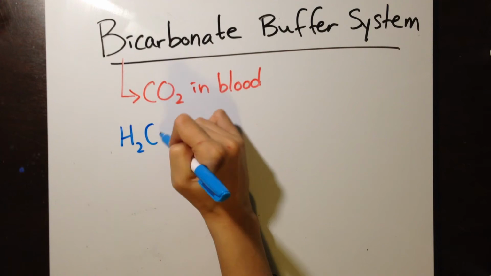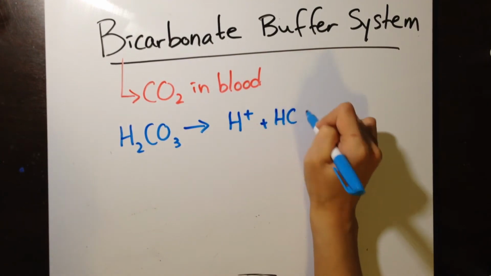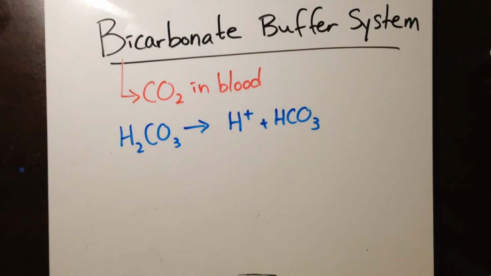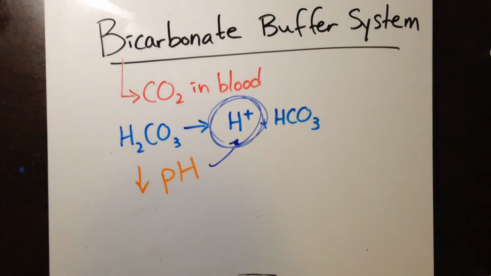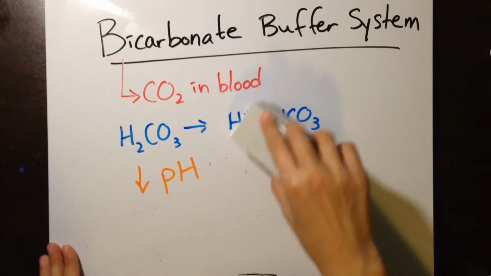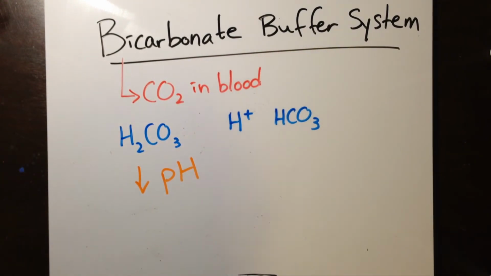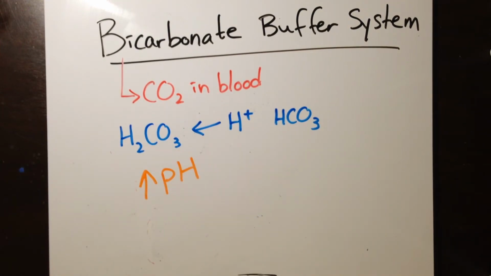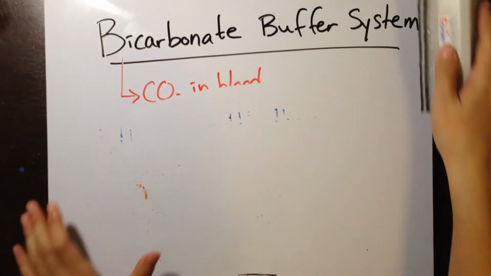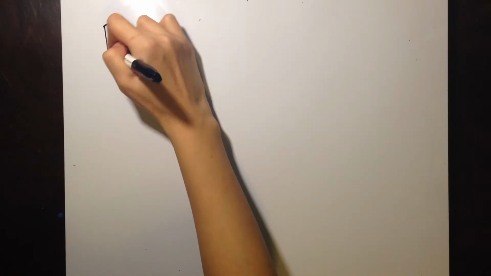In the blood, carbon dioxide can combine with water and travel as carbonic acid. This can dissociate into a hydrogen ion and bicarbonate. The presence of hydrogen ions lowers the pH of the blood. However, since the reaction is reversible, if the blood becomes too acidic, the reaction will shift to the left to decrease hydrogen ion concentrations and increase pH. If the blood becomes too basic, the reaction shifts to the right to decrease pH.